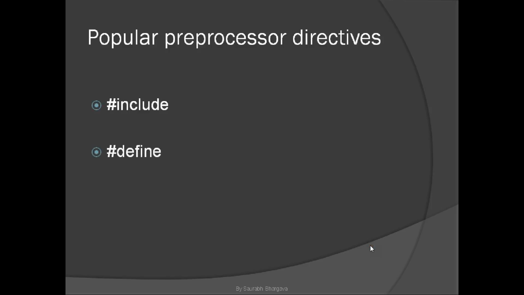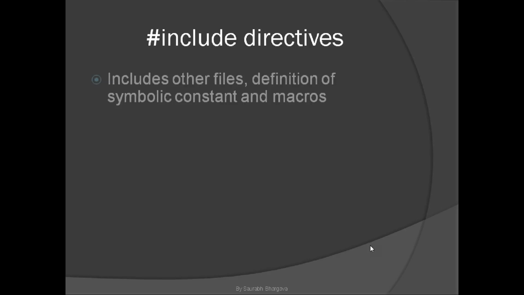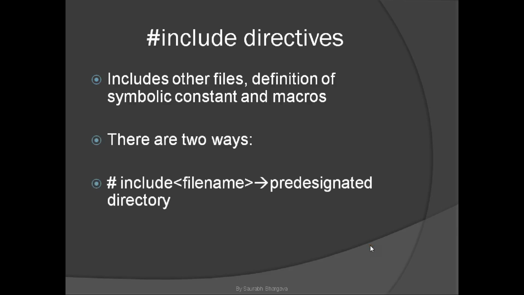#include includes files or libraries in the current program, and #define replaces the identifier with the replacement text. #include directives include other files, definitions of symbolic constants and macros. There are two ways by which #include can be written. These two ways are differentiated on the basis of search locations.